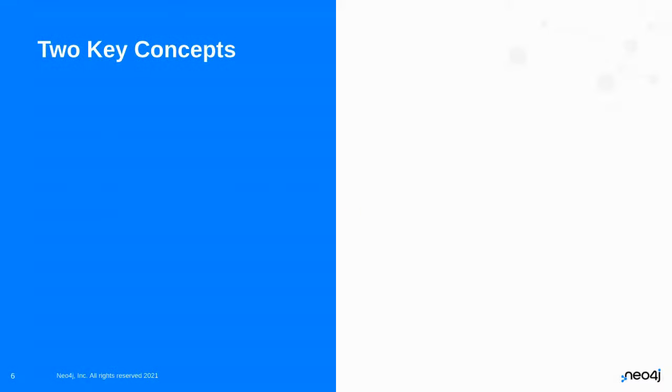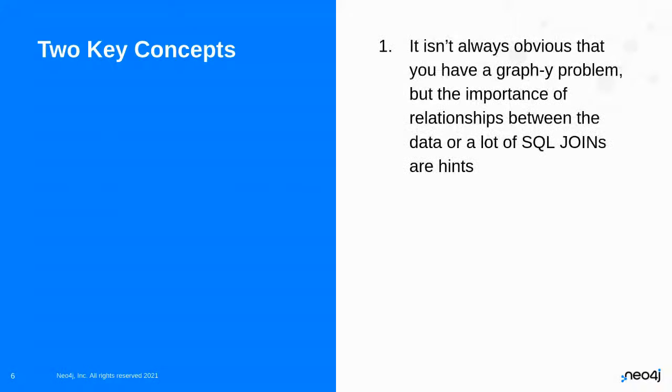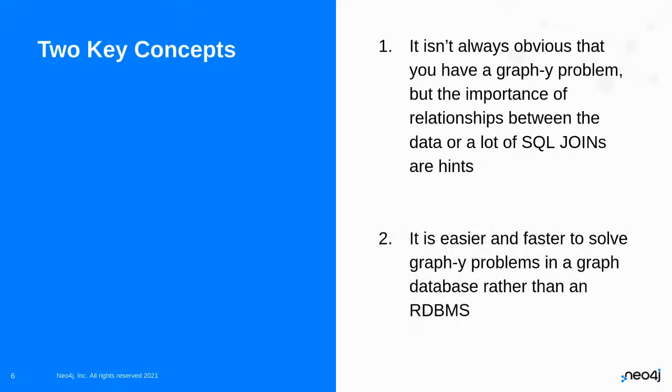Okay, I like to start all of my talks with what I call two key concepts. If you take away absolutely nothing else from today, these are the two things that I want you to remember. The first: it's not always obvious that you have a graphy problem, but you should look at whether the importance of the relationships between your data matters. One hint for this is that if you have a lot of SQL joins, you probably have a graphy problem. The second thing is that when you have a graphy problem, it's easier and faster to solve it in a graph database rather than an RDBMS, a relational database.